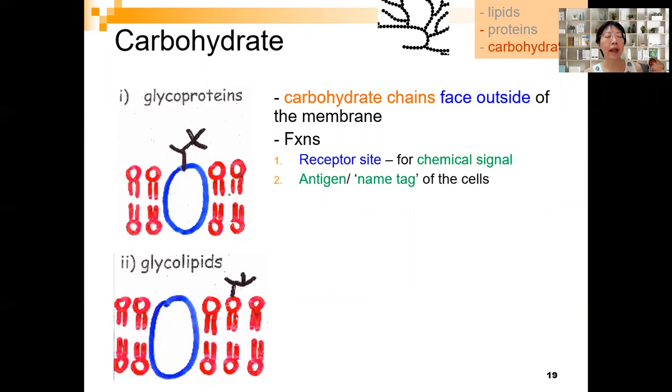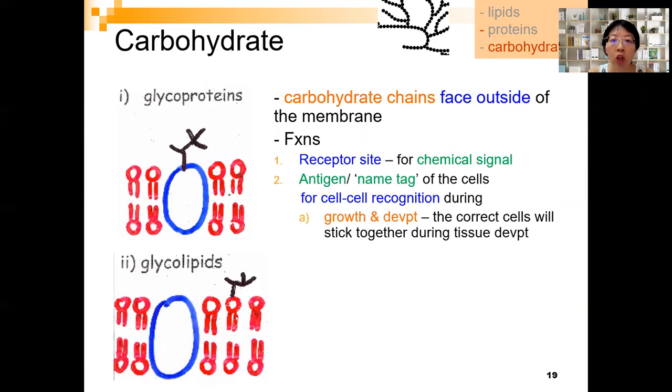Now, antigen is the name tag of the cell. Our body has a lot of cells, right? How do you know this? Liver cell, fat cell, connective tissue cell, skin cell, ciliated epithelial cell. So all cells have their own antigen. Antigen is very important for cell recognition during growth and development, so that they know, okay, we are supposed to form skin cells, so we stick together, or we're supposed to form the fat tissue, so we stick together. We're supposed to form a connective tissue, so we stick together in this layer only and not other layers. So it's important for the cells to recognize each other using the name tag of the cell.